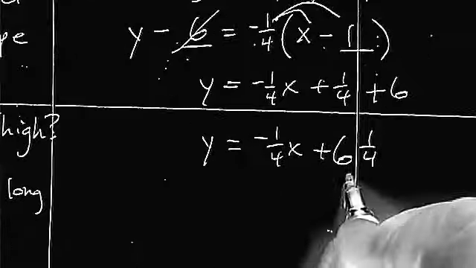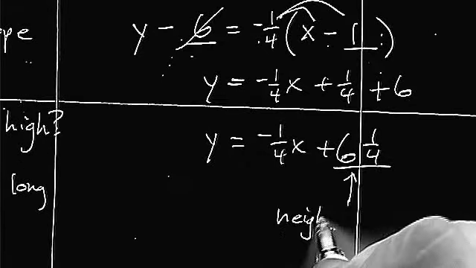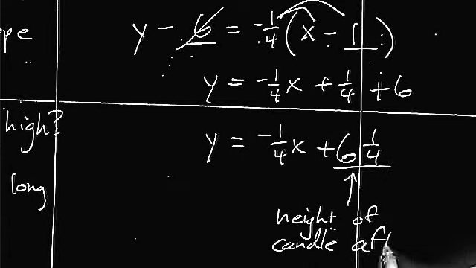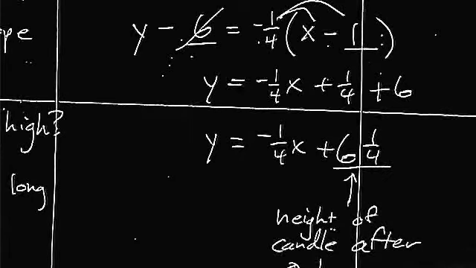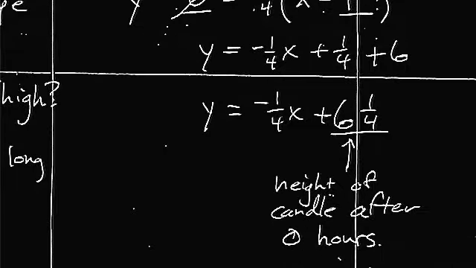What does this number represent? That is the height of the candle after 0 hours. So that's the height of the candle before you lit it.